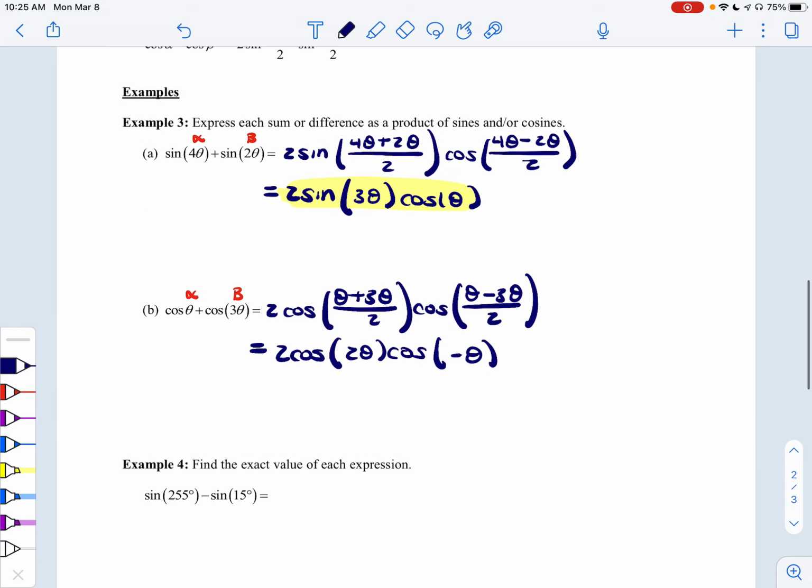Okay. All right, now here we do have to simplify a little further. We don't want to leave our answers with negative angles, but again, we have a cosine, and just like we said above, we know that cosine is an even function. So cosine of negative theta just turns into cosine of positive theta. So this is 2 cosine of 2 theta times the cosine of theta. So that is our final answer.